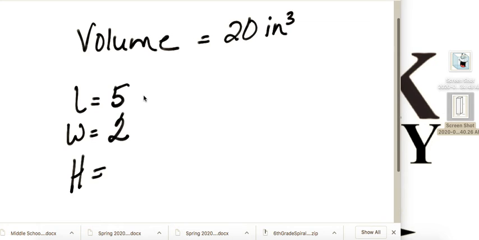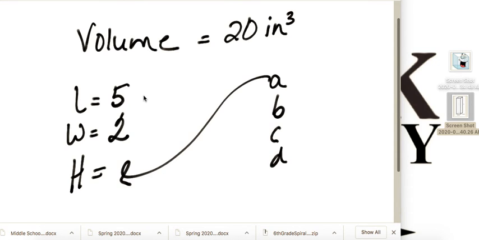You could do this a couple of ways. If it was multiple choice and they give you choices, like A, B, C, D, you could just plug in your choices and then multiply all 3 and see which one gives you 20. Or you could multiply the 2 that you have, the length and the width, so 5 times 2, which is 10. Then take the volume, 20, and divide it by that answer. 10 goes into 20 2 times, and that should be your missing dimension.